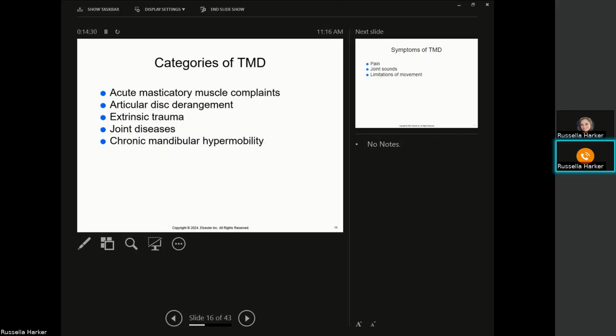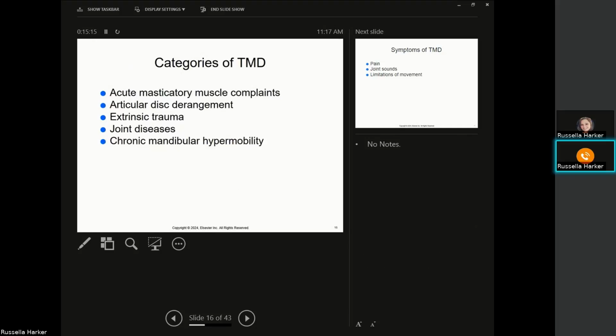There are different categories of TMD. There are acute masticatory muscle complaints, articular disc derangement, extrinsic trauma, joint diseases, and chronic mandibular hypomobility. With acute masticatory muscle complaints, people will have muscle inflammation, spasms, and they can have protective muscle splinting. With articular disc derangement, the disc, which allows smooth movement of the joint, might be displaced or damaged. That can cause clicking sounds and limited ability to open the mouth.